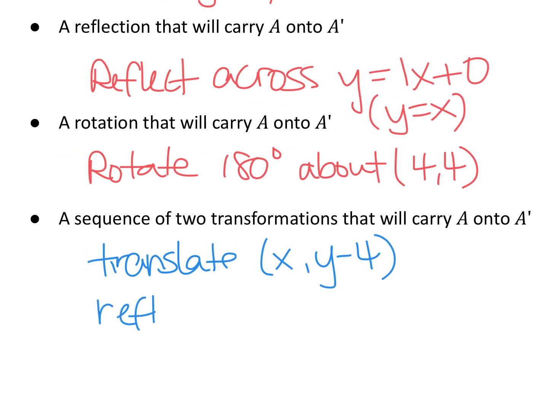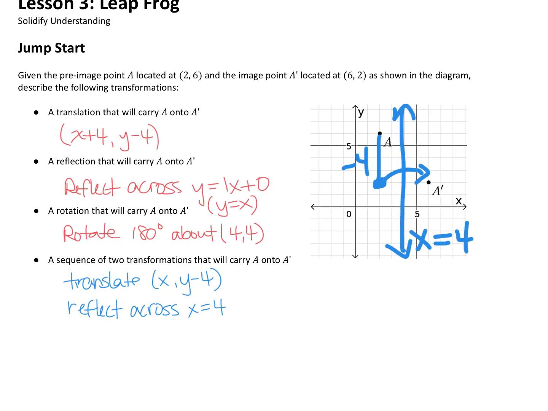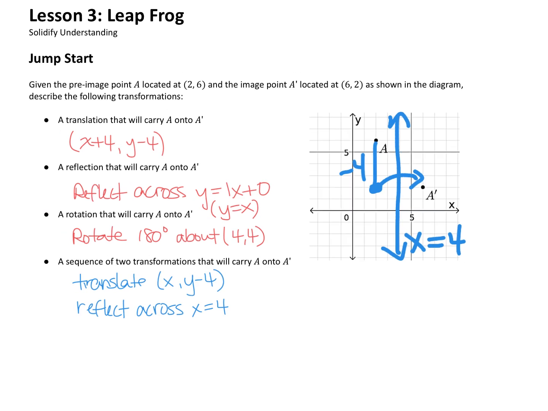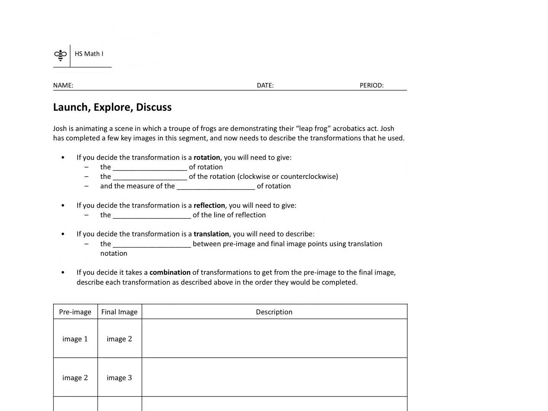Reflect across x equals 4. Okay, so that is one way we could do this. There are, again, many other ways that we could get from A to A prime with 2 transformations, but there's one example. Okay. All right, let's move on to our launch, explore, and discuss.